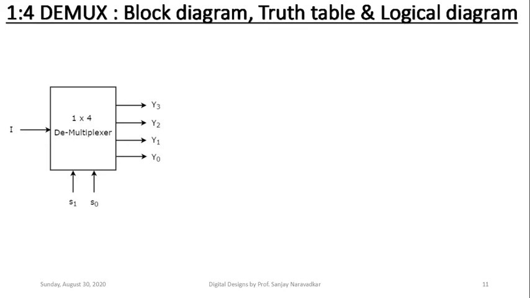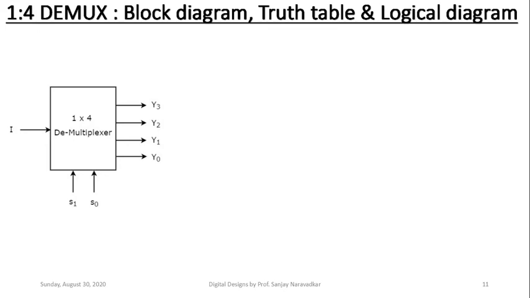These are my conventions. Output is Y. So there are multiple outputs, that's why Y0, Y1, Y2, Y3. Y0 is my LSB output and Y3 is my MSB output, which is shown on the top side. And then the select lines which are connected from the bottom: S1 the left select line and S0 the right select line. Here one should not change the connection of the select lines. The MSB select line should be on the left side and the LSB select line should be on the right side.